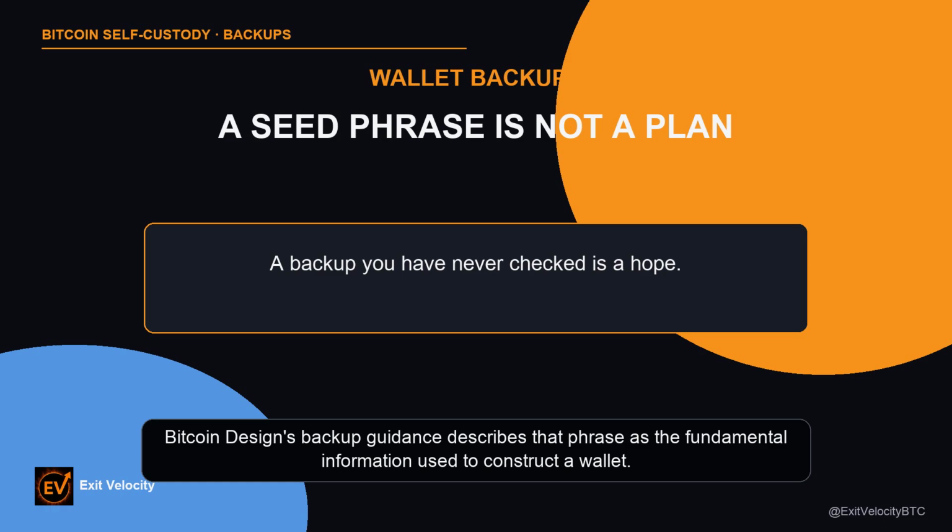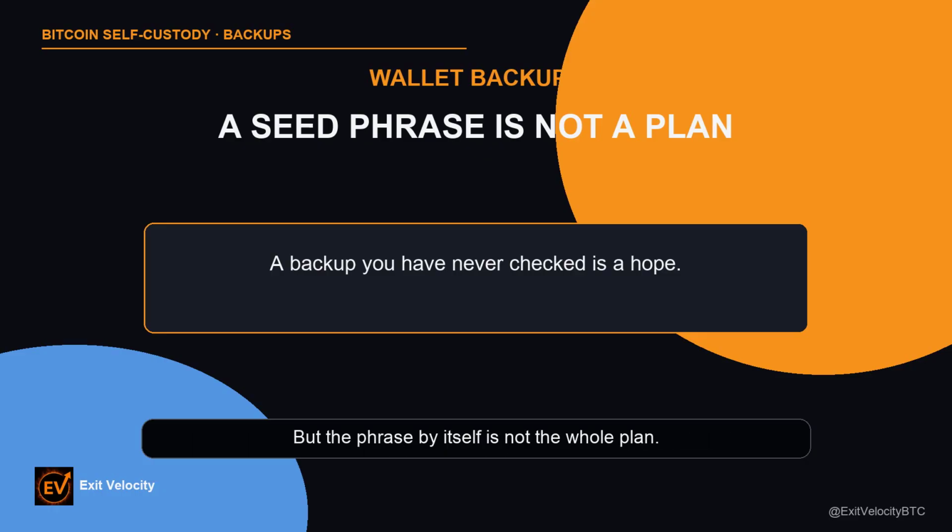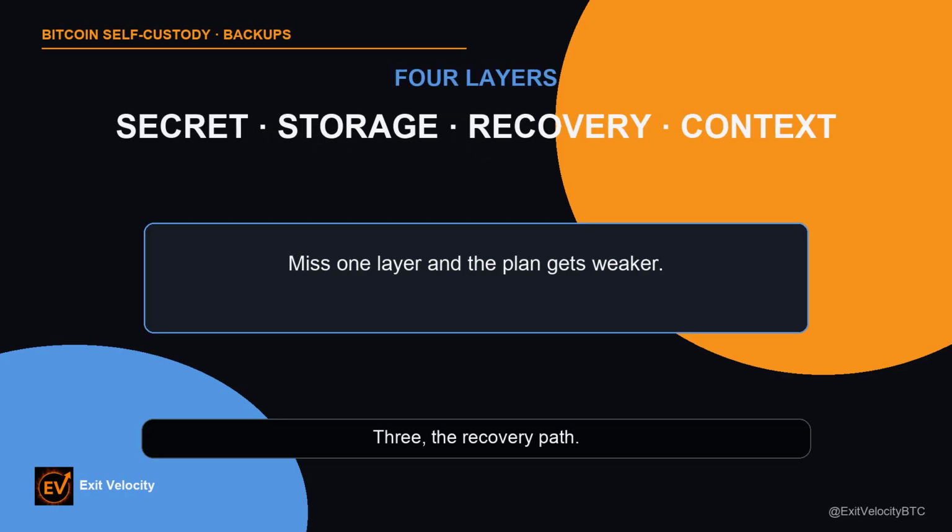They hear one rule. Write down the seed phrase. That rule matters. Many wallets use a 12 or 24-word recovery phrase. Bitcoin Design's backup guidance describes that phrase as the fundamental information used to construct a wallet. Bitcoin.org also says a wallet backup can protect against computer failures and human mistakes. So yes, the phrase matters, but the phrase by itself is not the whole plan.